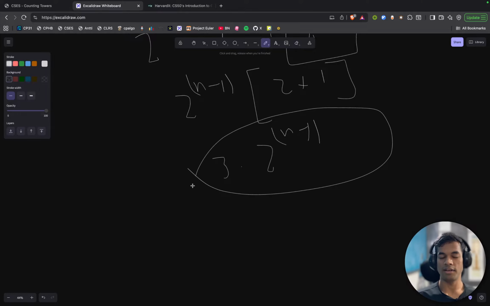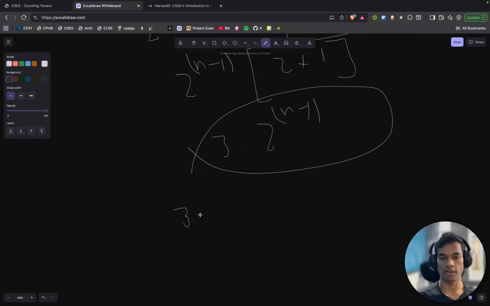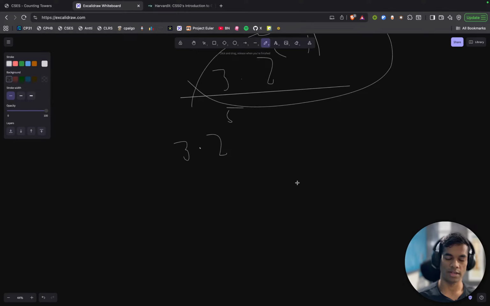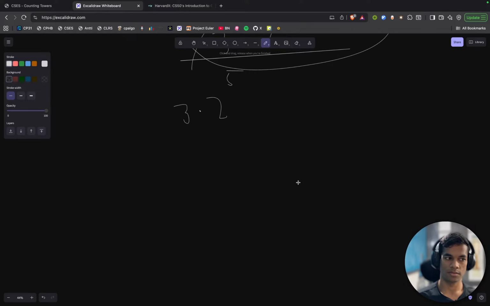Is that literally the answer? Let's check for n equals 3. For n equals 6, 2 into 2 power 5, which is 30. Nah, that is wrong. This thing is wrong. Of course, yes, this thing is wrong.